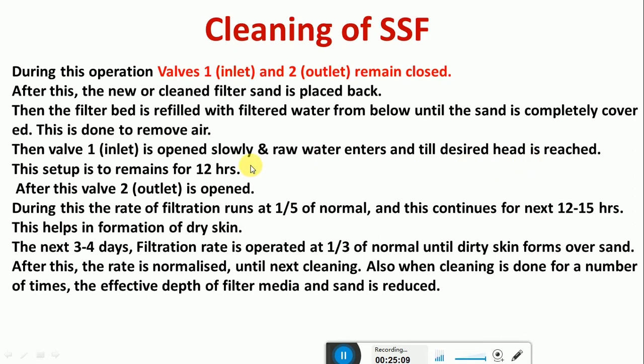After this, valve V2 is opened. So during this, the rate of filtration runs at 1/5 of normal, and this continues for the next 12 to 15 hours. So this helps in formation of the dirty skin. For the next 3 to 4 days, the filtration rate is operated at 1/3 of normal until the dirty skin forms over the sand. After this, the rate is normalized until the next cleaning.